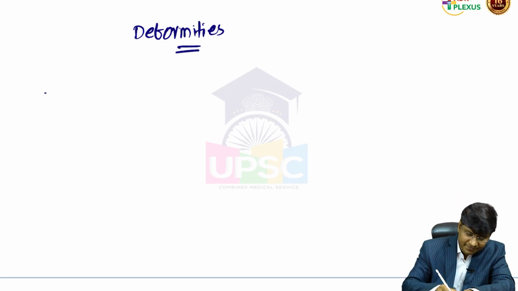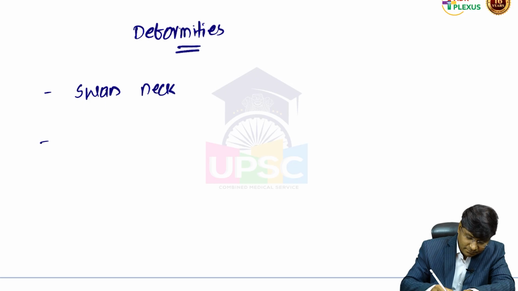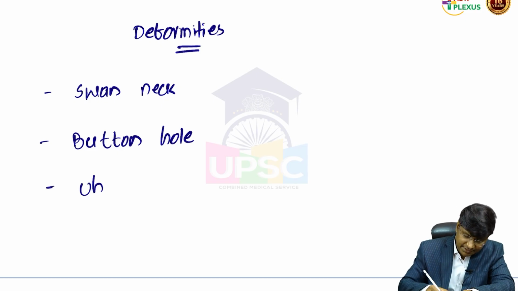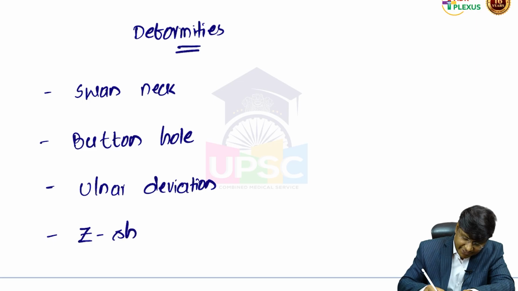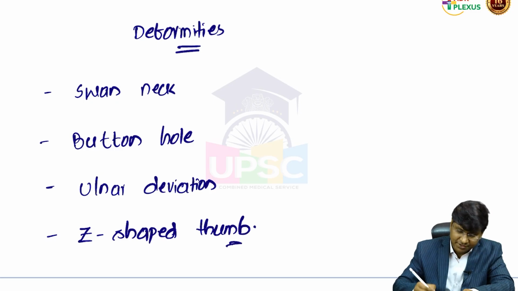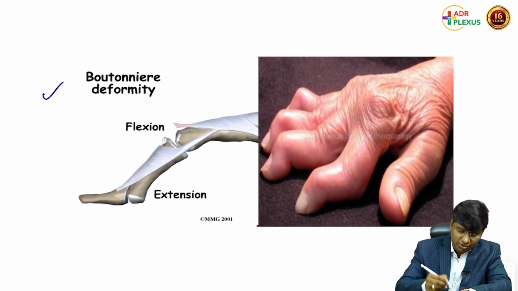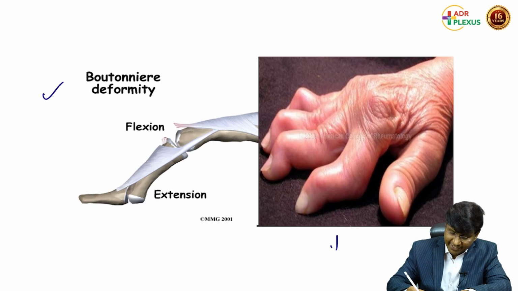What are these deformities? We have the following. One is the swan neck deformity. The other one is the boutonniere's deformity, or the buttonhole deformity. Next important is the ulnar deviation. Then, if you take the thumb, the Z-shaped thumb. So these will be the deformities. Now let me try to show you these deformities. So this is your boutonniere's or buttonhole deformity, and this will be the swan neck deformity.